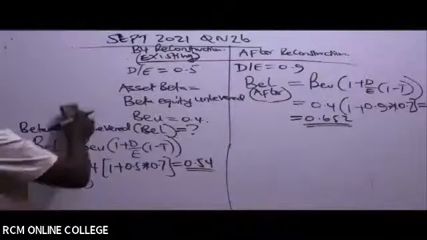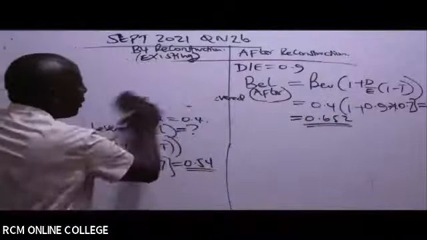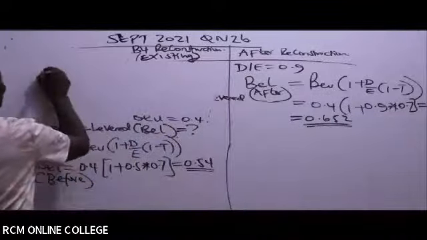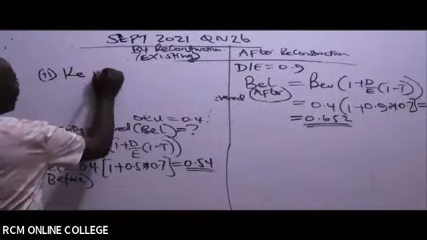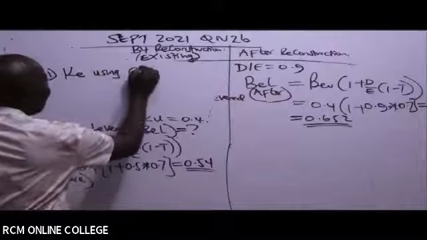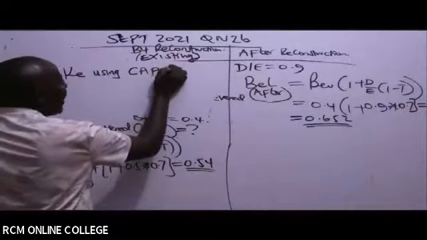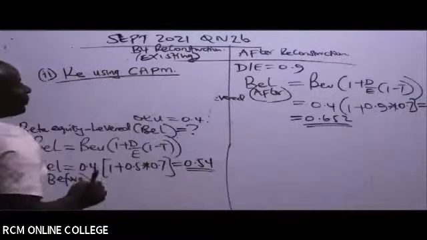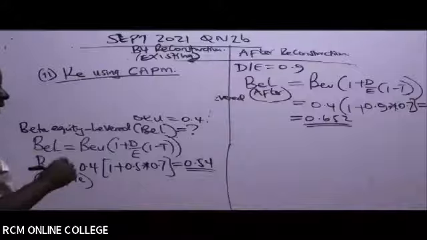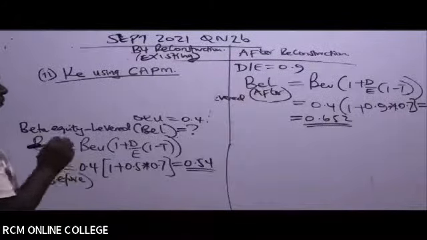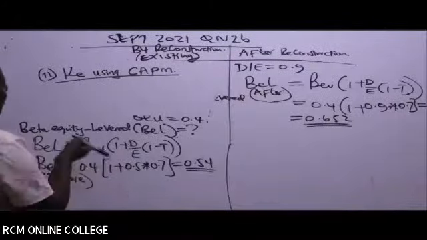So now we are doing Roman 2. Roman 2, they want us to give them the cost of equity using the capital assets pricing model. Let me remember very well.